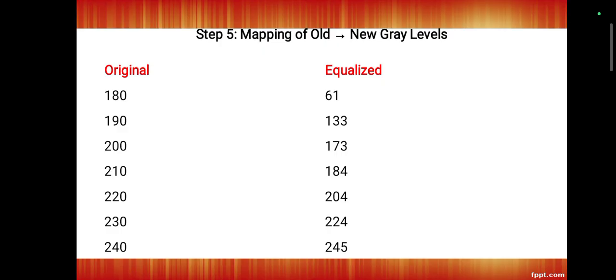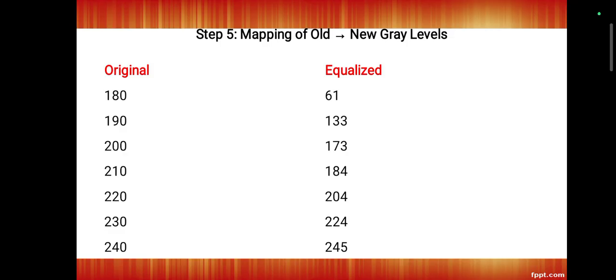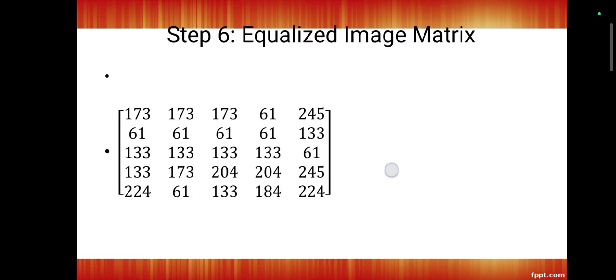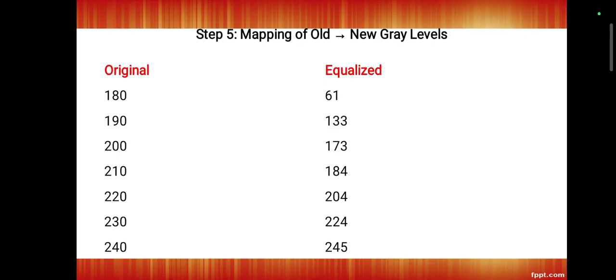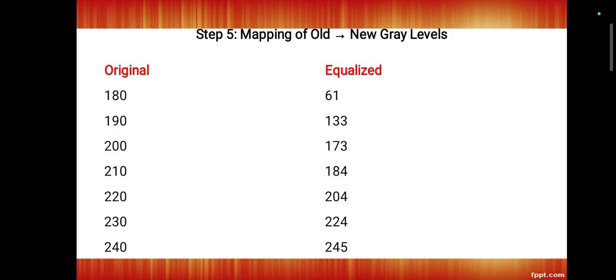So the original is 180 and the equalized value, both are considered, and a tabular column can be written with the original image values and the rounded-off values. So it is taken like this. The final equalized matrix will be, wherever 200 is there, it should finally be converted to 173. Wherever 180 is there, it will be 61. So we are having the new equalized value for the original value.